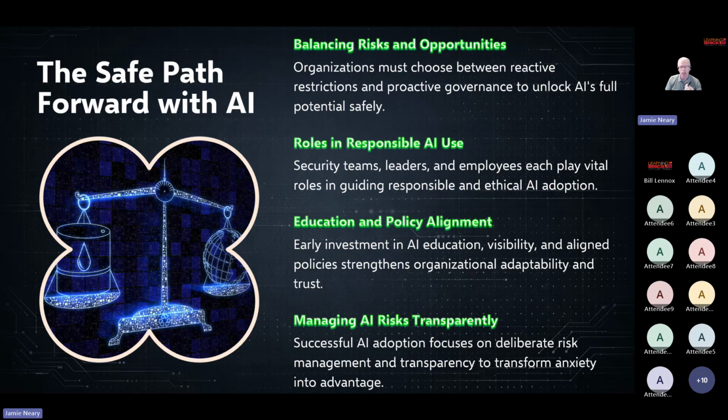So the one key takeaway is successful AI adoption is not going to be defined by eliminating the risk entirely. Because in reality, there's no such thing as having completely zero risk, no matter what we're talking about. But we can manage it deliberately and transparently. So we take the potential source of AI anxiety and turn it into a strategic advantage that is grounded in trust and accountability.